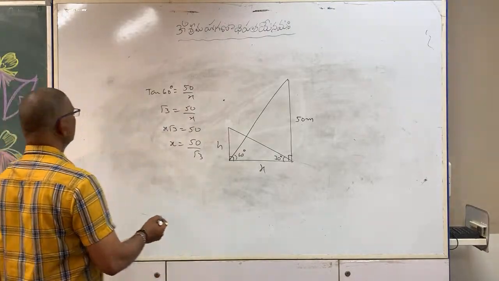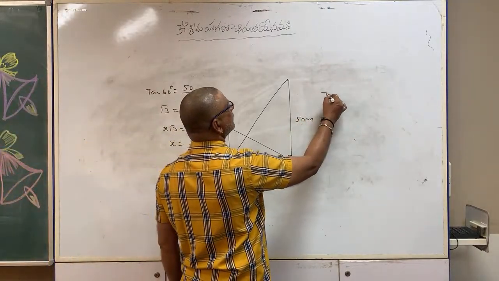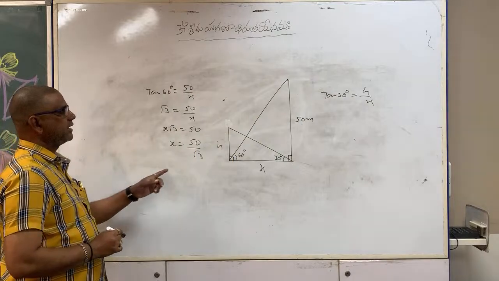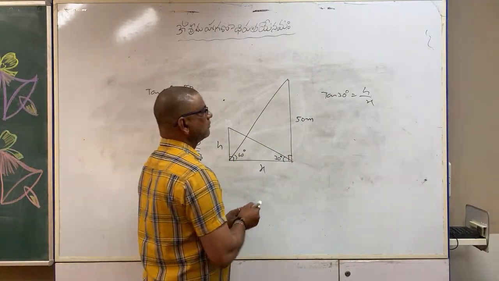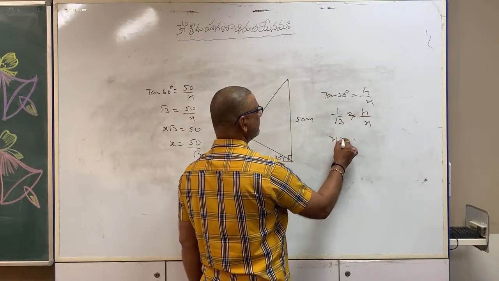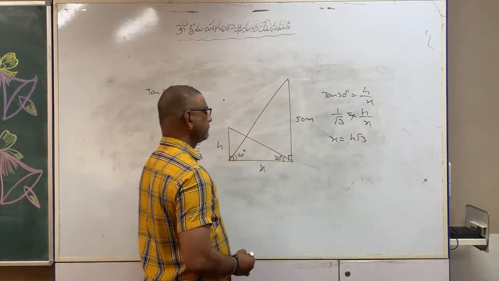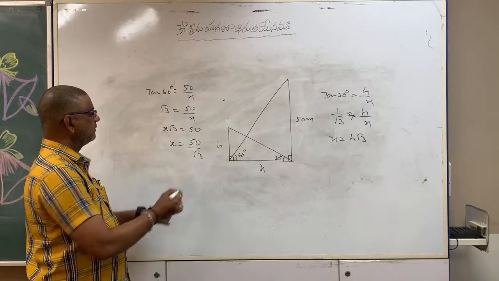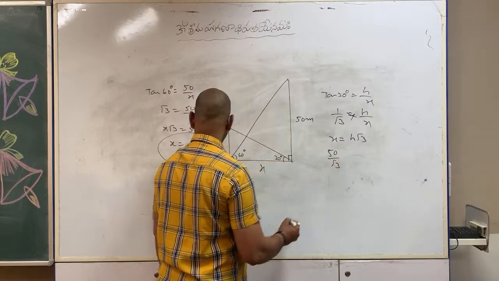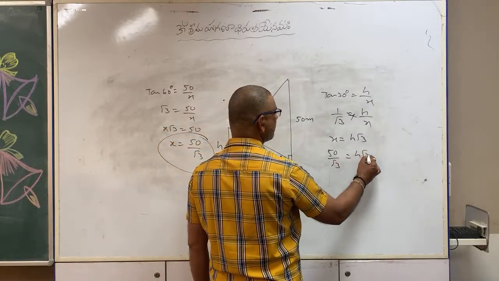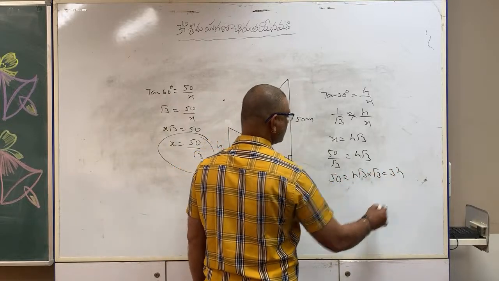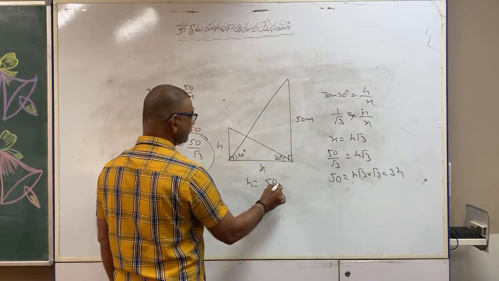Now tan 30 is h by x. What is tan 30? 1 by root 3 is h by x. Cross multiply: x is equal to h root 3. What did we get for x? 50 by root 3. So 50 by root 3 is equal to h root 3. 50 is equal to h root 3 into root 3, which is 3h. Then h is equal to 50 by 3 meters.